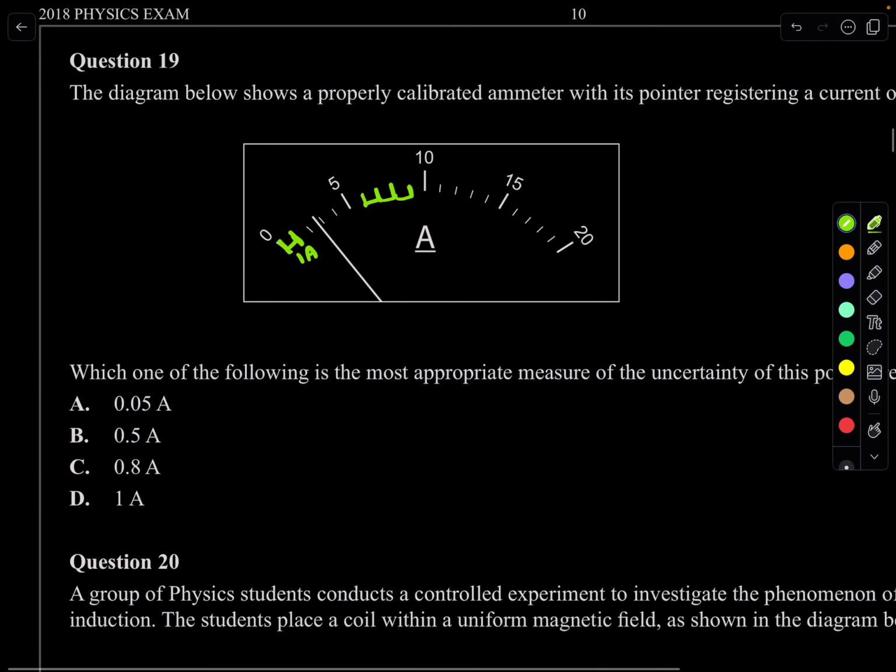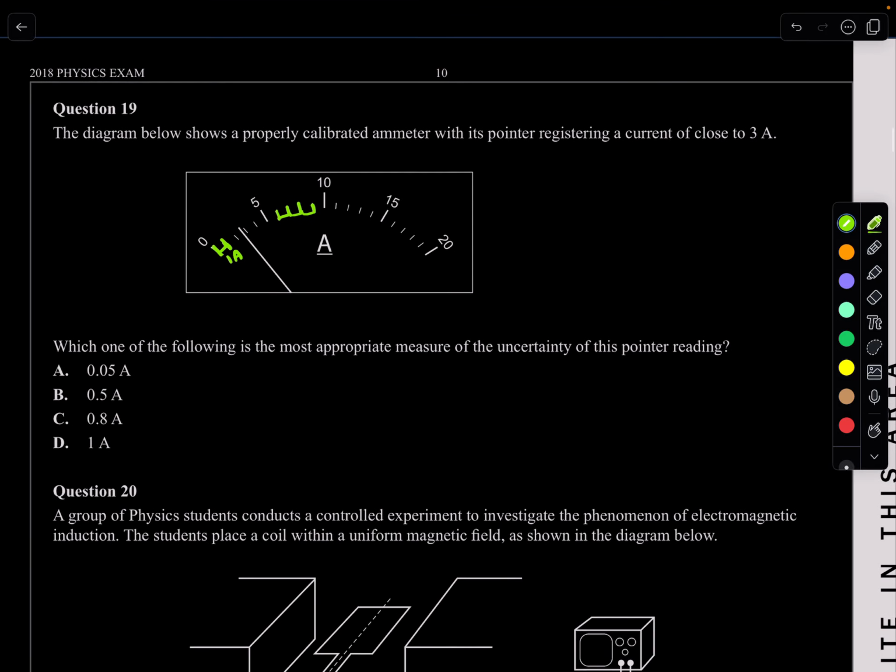So, you know what we do? We just divide it by 2. You take the smallest increment and you divide it by 2, and that's your uncertainty. So you'll be 1 divided by 2, which in this case is just 0.5 amps. That's your uncertainty. For example, if we said it was 3 amps, you would write it as 3 plus or minus 0.5 amps. That's how you'd write the uncertainty. So your uncertainty is just 0.5. Choose B. Nice and easy.